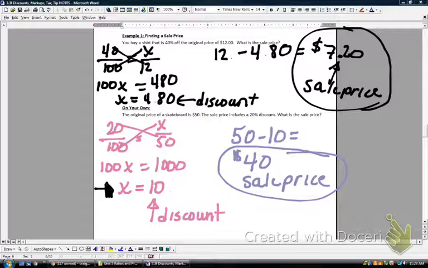So here's my discount. That is not my sale price. In order to find my sale price, I take the original 50 minus $10 is $40. So my sale price is $40.